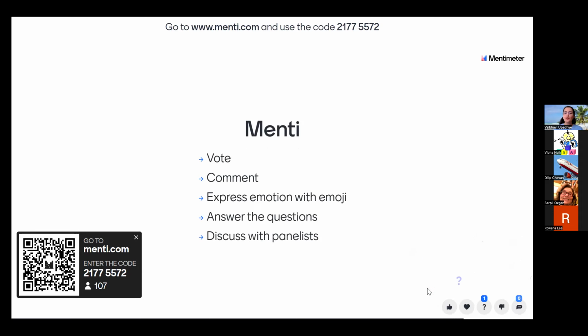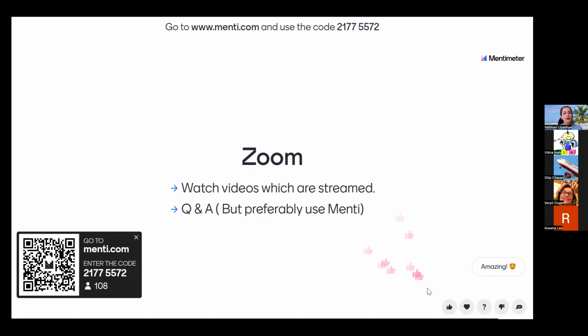So just to summarize for all of us, what is Menti going to do for you? You can vote through Menti, you can comment through Menti, you can express your emotion with an emoji. You can answer the questions that are asked on the screen, and lastly, discuss with the panelists using the scroll up and down mention. What will Zoom do for you? Zoom will allow you to watch all the videos and images that are streamed, but also there is an option of Q&A, which can be used if Menti gives you an issue.